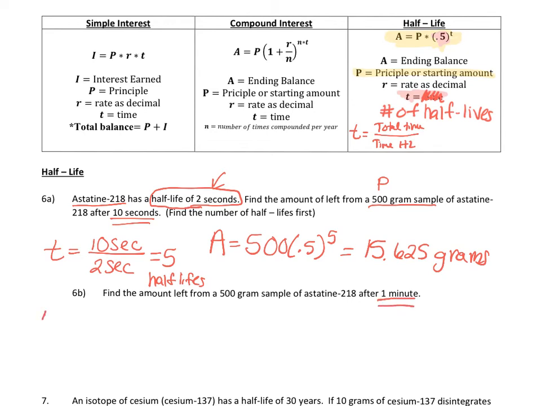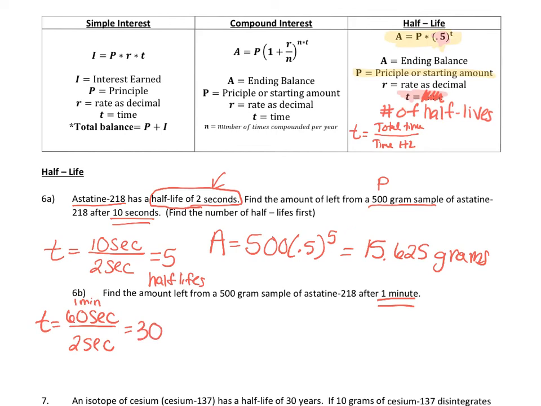All right, so part B says, find the amount left from a 500-gram sample after 1 minute. So again, first we need to calculate our T. And my half-life is still 2 seconds. For my total time, I don't want to put 1 minute up here because my units are different. Well, 1 minute is the same as 60 seconds. So in 60 seconds, if my half-life happens every 2 seconds, that means I'll go through 30 half-lives.